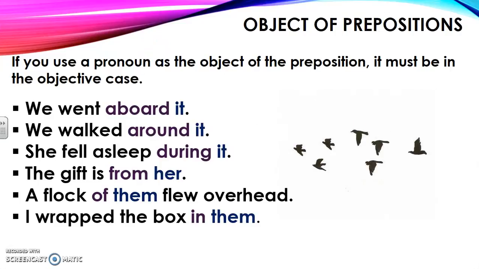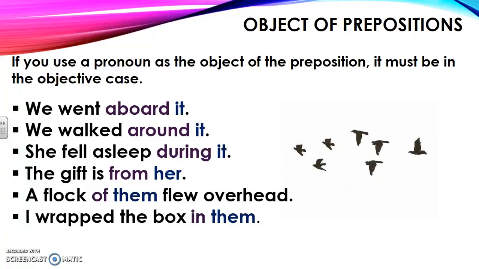Object of prepositions. If you use a pronoun as the object of the preposition, it must be in the objective case. So, we went aboard it. We walked around it. She fell asleep during it. The gift is from her. A flock of them flew overhead. I wrapped the box in them. Notice that all of our prepositions are in the objective case.